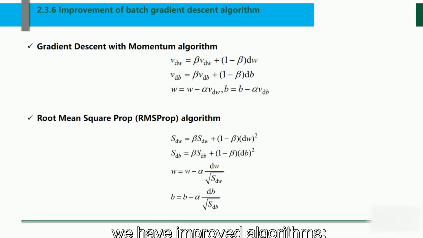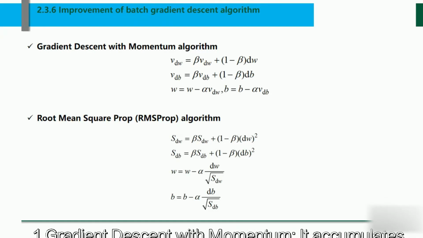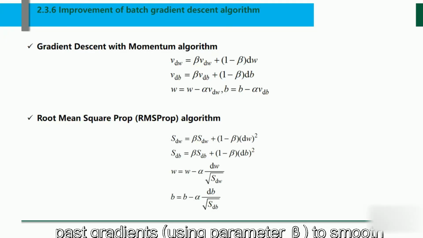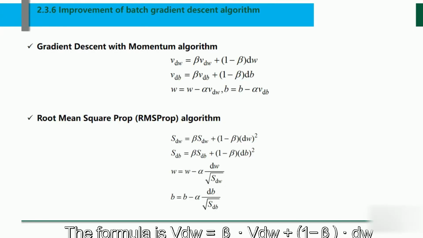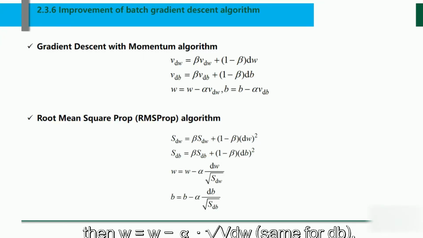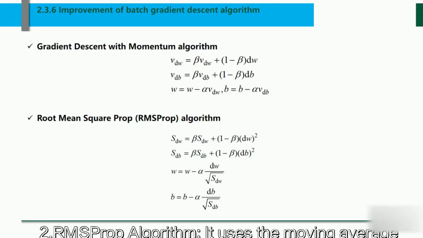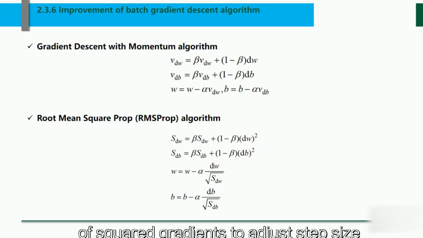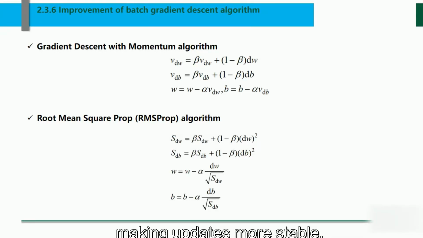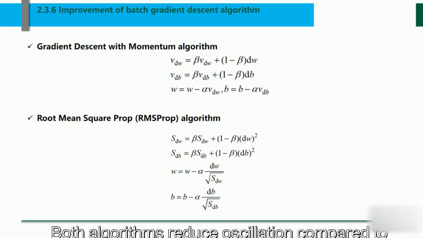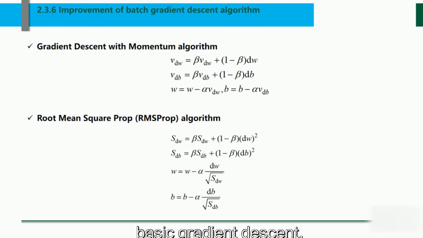To fix oscillation and speed up convergence, we have improved algorithms. First, gradient descent with momentum. It accumulates past gradients using parameter beta to smooth updates. The formula is V_dW equals beta times V_dW plus 1 minus beta times dW, then W equals W minus alpha times V_dW, and the same for dB. Second, the RMSprop algorithm, which uses the moving average of squared gradients to adjust step size, making updates more stable. Both algorithms reduce oscillation compared to basic gradient descent.